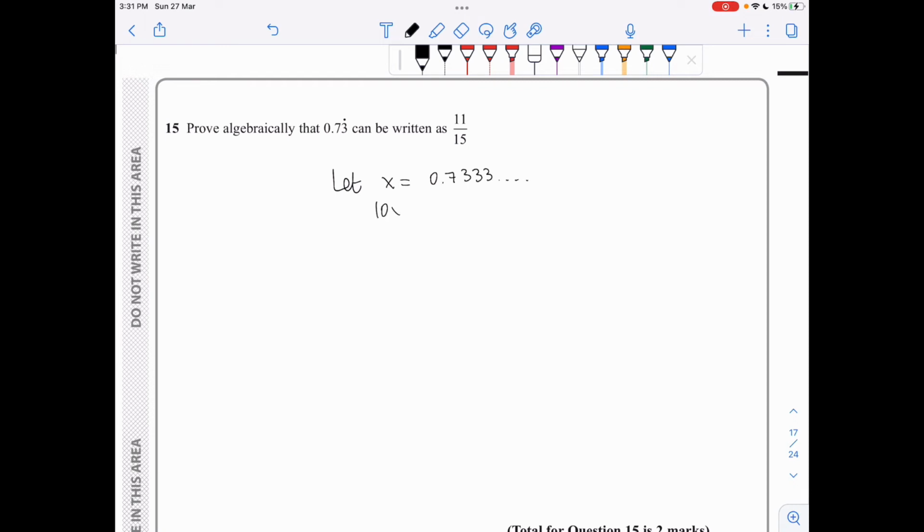Multiplying by 10 gets the 7 out of the way. And then I will multiply again by 10, so 100x is 73.333... And the good thing here is that I've got the same decimal part, which means I can subtract one from the other. 100x minus 10x is 90x, and 73 minus 7 is 66. So x is 66 over 90, which simplifies to 11 over 15, as required.